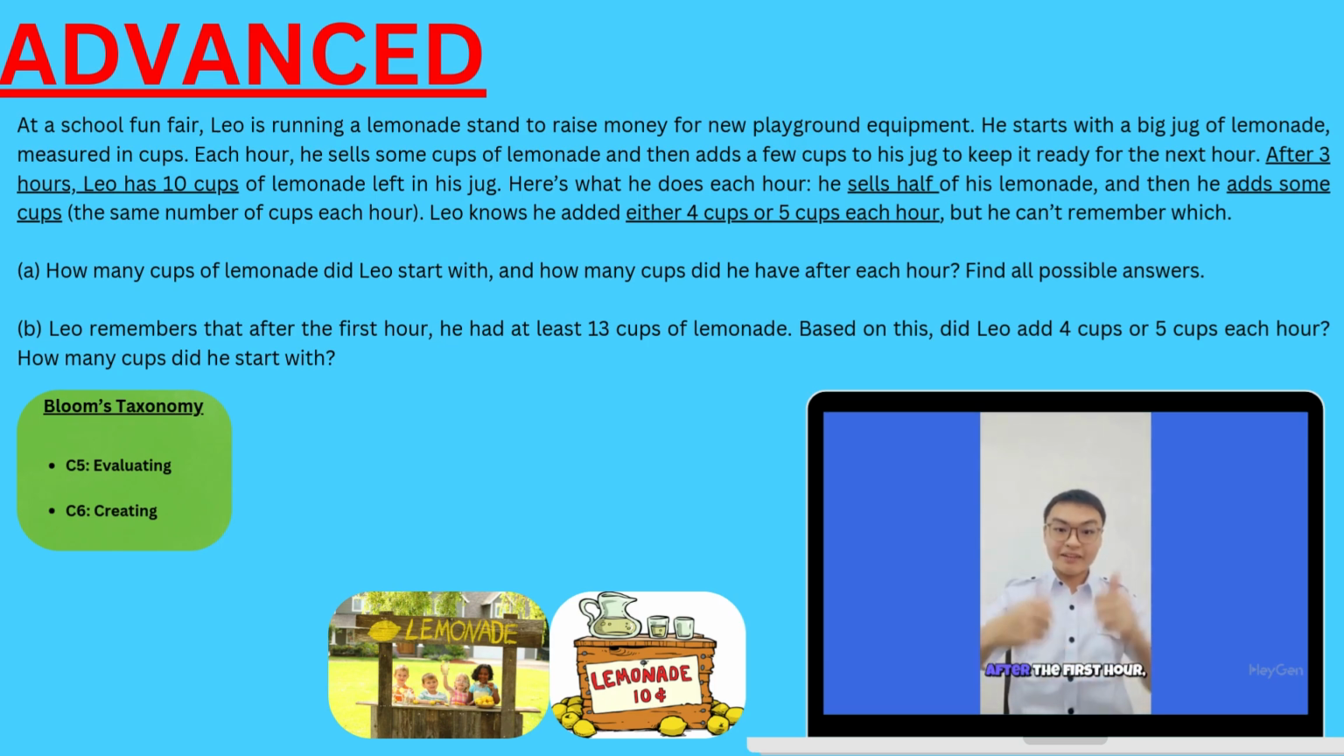B. Leo remembers that after the first hour, he had at least 13 cups of lemonade. Based on this, did Leo add 4 cups or 5 cups each hour? How many cups did he start with? The Bloom's taxonomy used in this question is C5 evaluate and C6 creating.